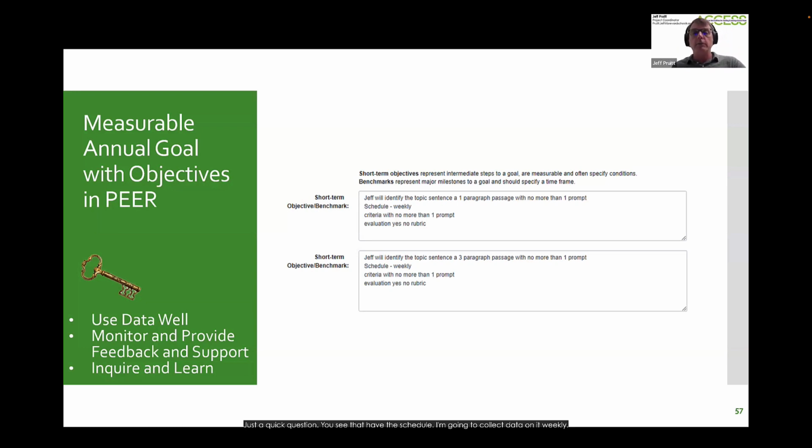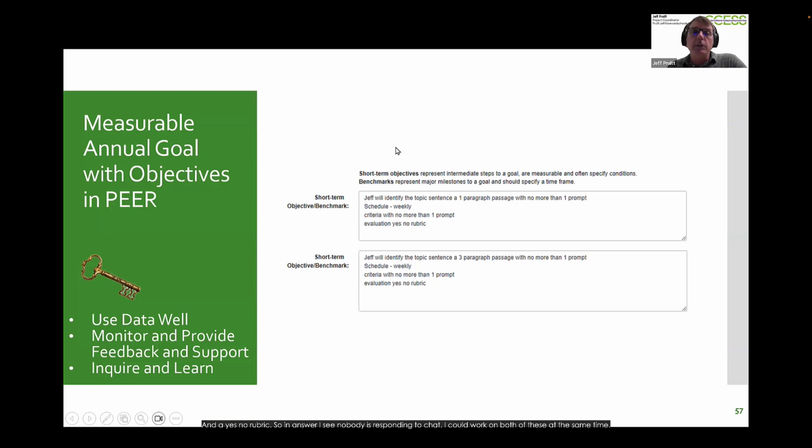Just a quick question. You see that I have the schedule. I'm going to collect data on it weekly. The criteria is no more than one prompt. It says it right there. An evaluation, a simple yes/no rubric. Same thing with this one down here. I'm going to collect it weekly. No more than one prompt and a yes/no rubric.